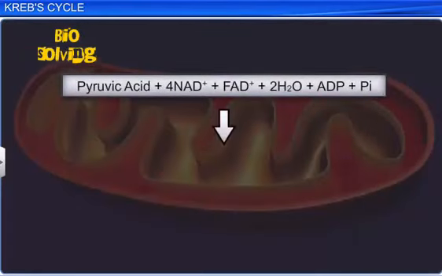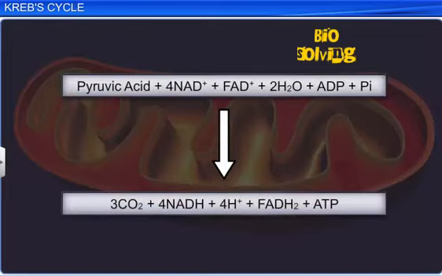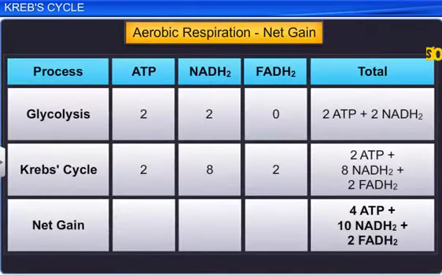The summary equation of Krebs cycle is as shown here. The net gain of Krebs cycle in the conversion of 2 molecules of pyruvate is 2 molecules of ATP, 8 molecules of NADH plus H plus, and 2 molecules of FADH2.